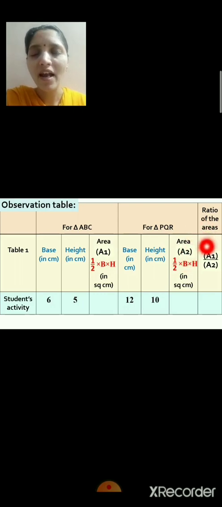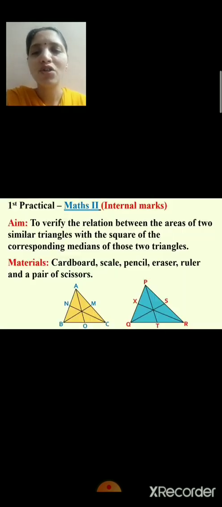In the last column you will find the ratio of these two areas. So A1 upon A2. So whatever answer you will get, you will write in this box. Okay. After that you will again draw these two similar triangles. Same names you will write, triangle ABC and triangle PQR, and you will draw the medians of these two triangles.